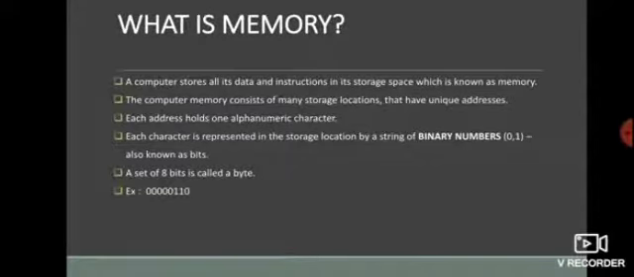For example, here is 00000110. These 8 numbers are here. So this group of 8 bits is equal to 1 byte.